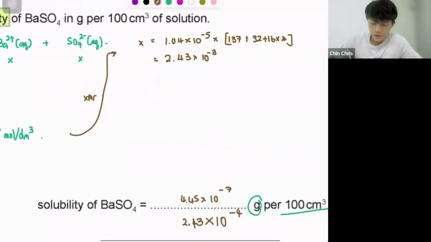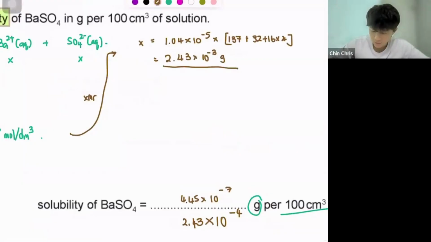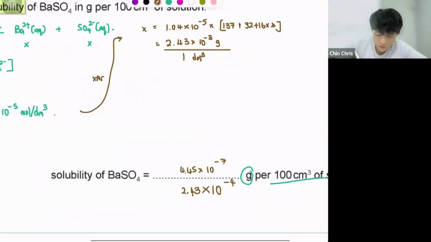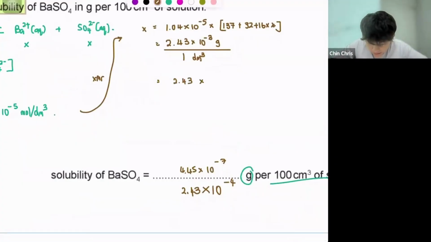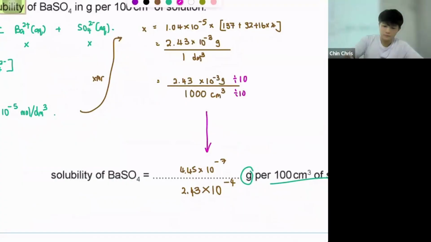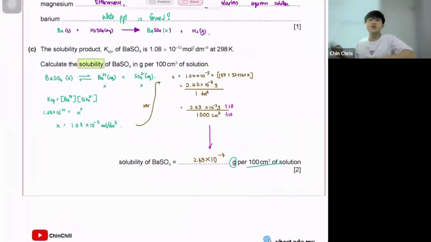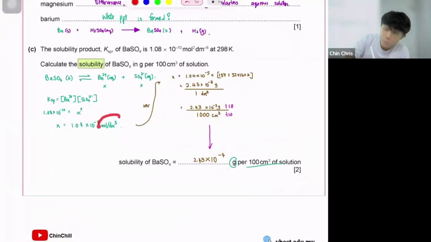Okay, so now you see, this is gram per 1 dm cube, right? So now unit conversion: 2.43 times 10 to the power of negative 3 gram per 1000 cm cube, correct? They want it to be per 100, so what you need to do? Divide by 10 here, divide by 10 here, boom. Understand? The difficult part is just unit conversion. Ksp is always done in mole per dm cube. Change it afterwards.